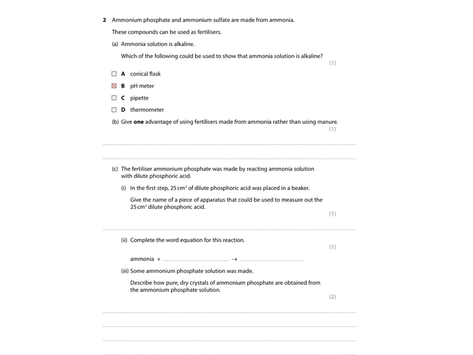So question 2b says, give one advantage of using fertilizers made from ammonia rather than using manure. So manure is like animal poo. The problem with using manure is that it's not that reliable. These fertilizers made from ammonia are very reliable fertilizers. Manure depends on what the animals have eaten.